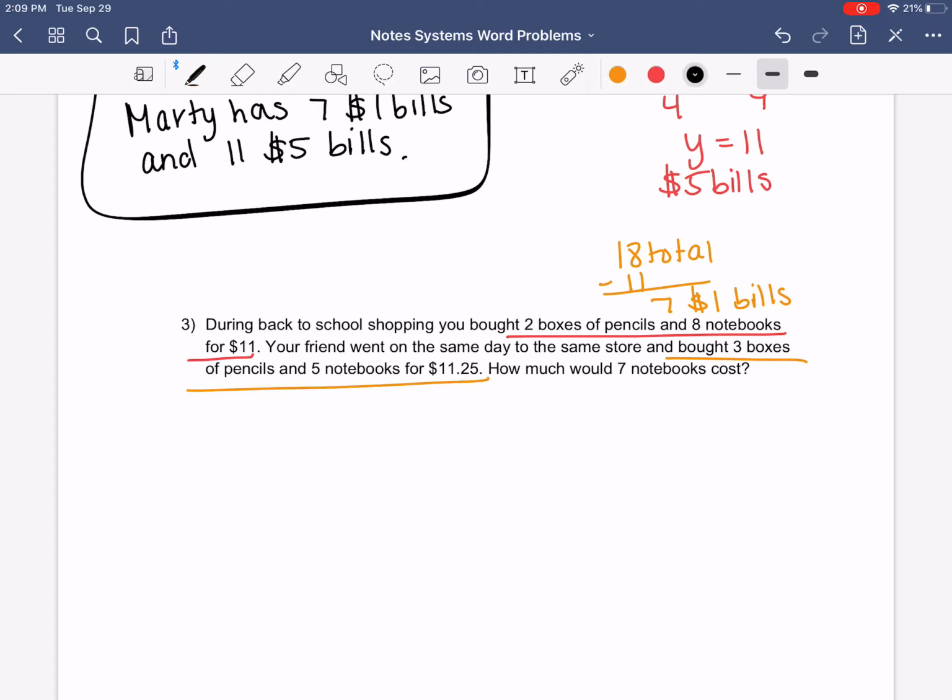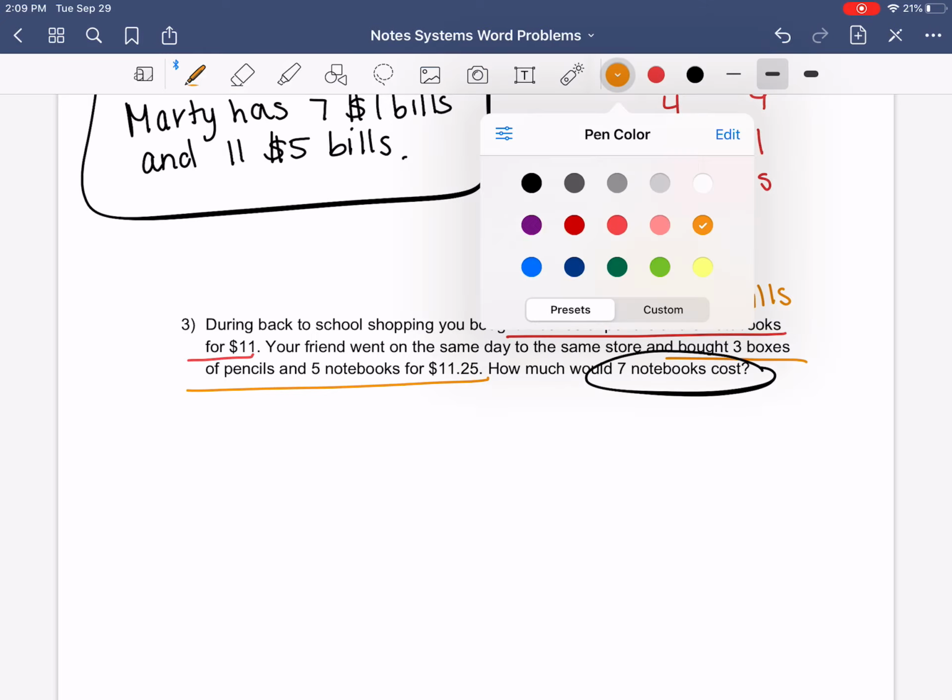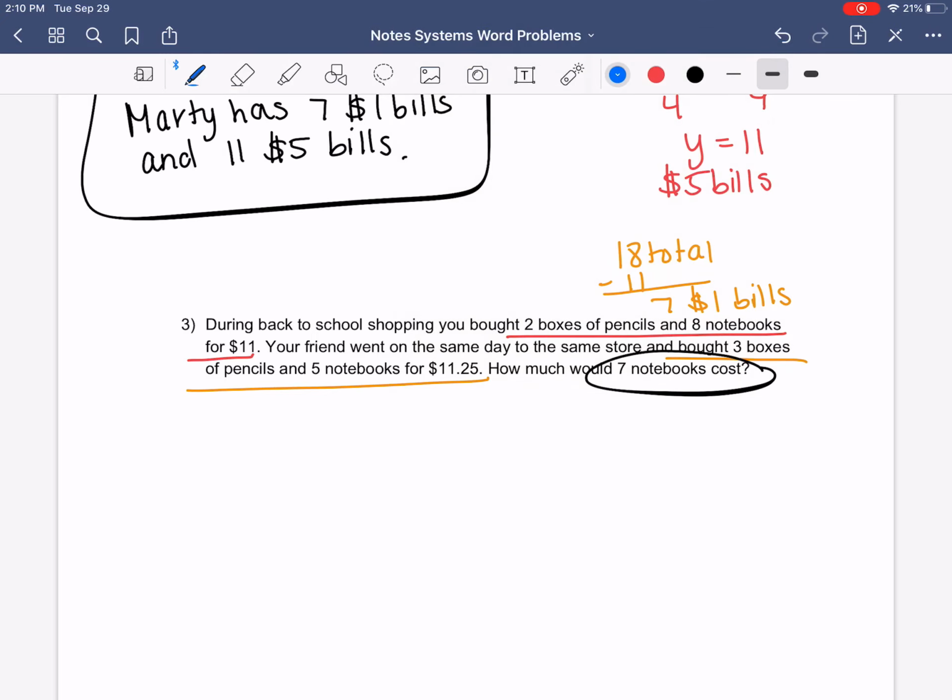We got to pay attention to the question. How much would 7 notebooks cost? So we don't want just 1 notebook, we want 7 notebooks. So we have boxes of pencils and we have notebooks. Instead of X and Y, this time I'm going to use P for pencils and N for notebooks.